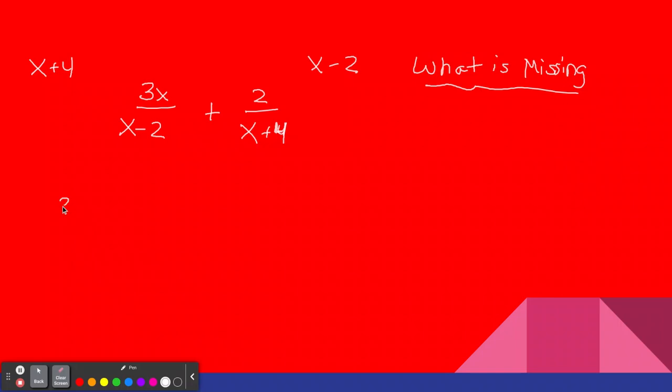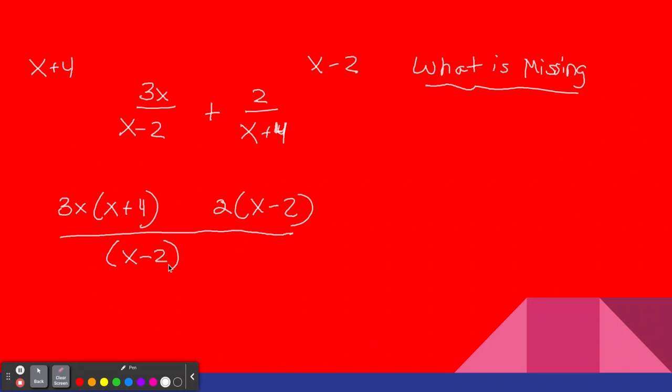So you're going to have what? 3x times x plus 4. And over here you're going to have 2 times x minus 2. And of course we're going to keep the denominators together because they're different. And what do you got?